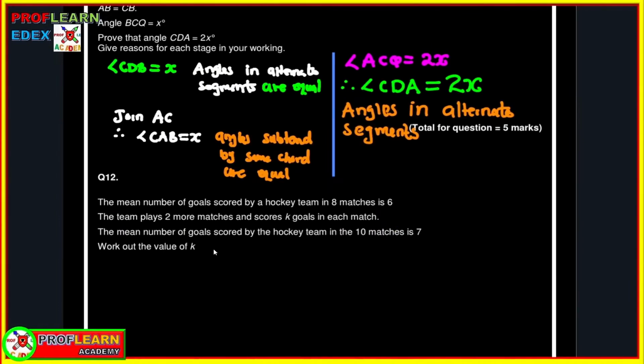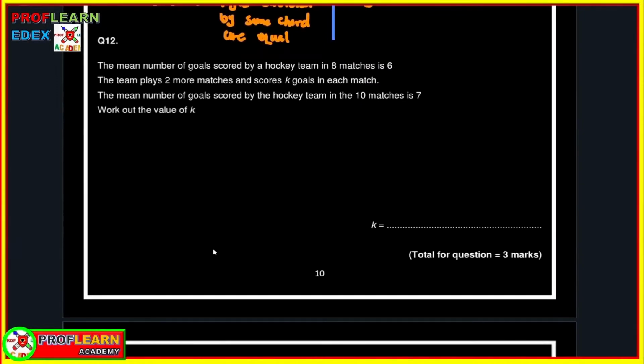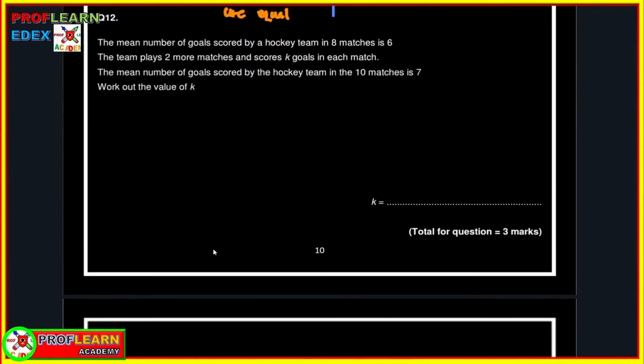In question number 12, we are told that the mean number of goals scored by a hockey team in 8 matches is 6. If you are given the mean and you multiply by the number of matches, you will get the total, right? We are told that the team plays two more matches and scores k goals in each match, and the mean number of goals scored becomes 7. We're supposed to work out the value of k.